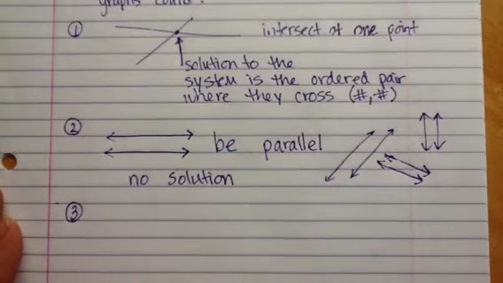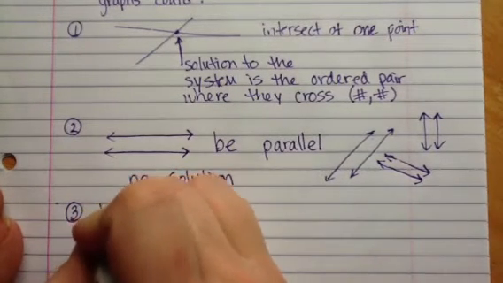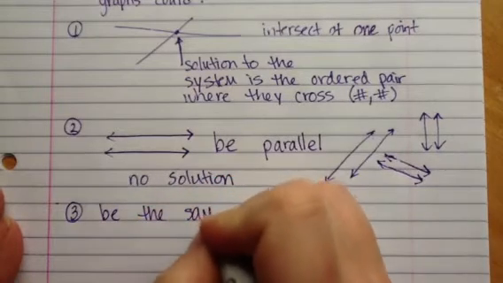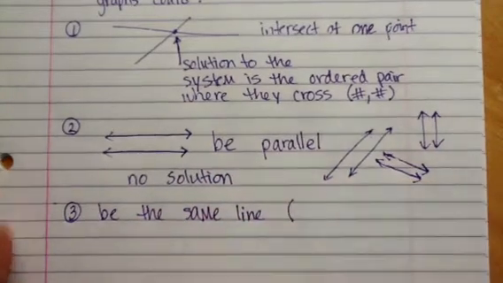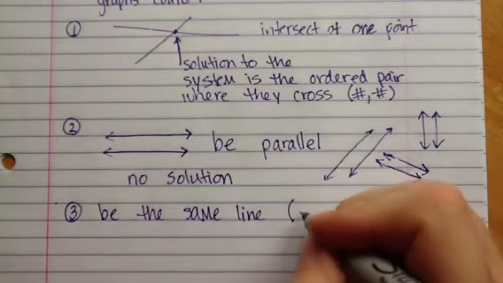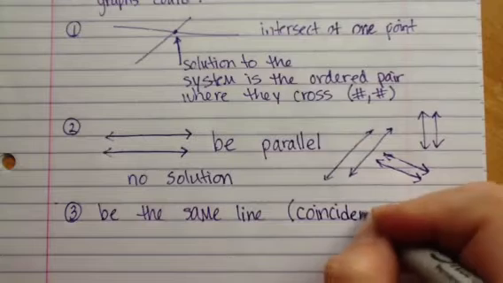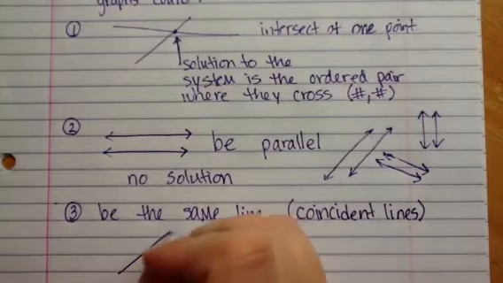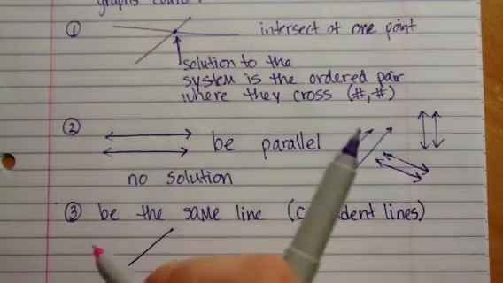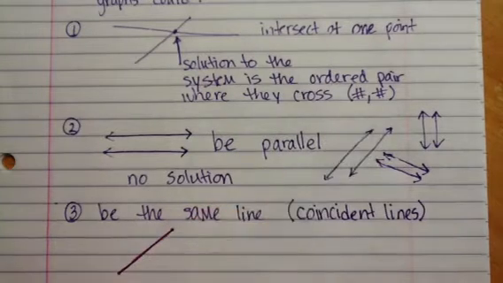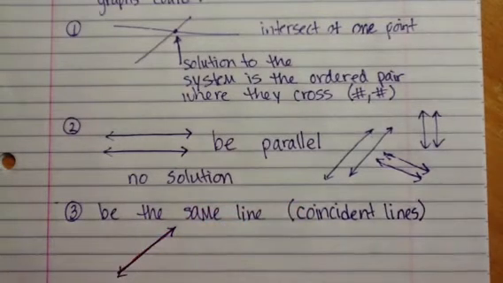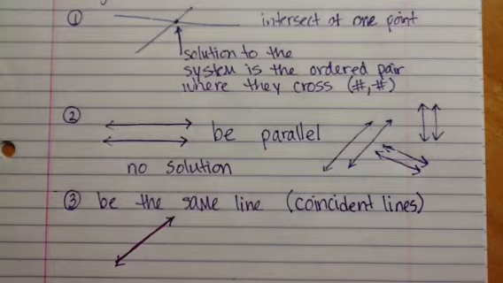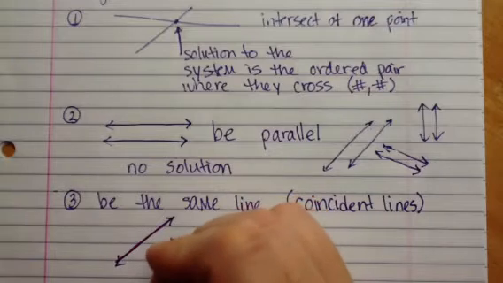The third possibility, though, is that those two lines could be the same line. And we call that, when you have two of the same line, coincident lines. Now, when we have two lines that are the same, it's virtually impossible to tell because they're just right on top of each other. And since the solution to the system is the point at which the two lines cross, this type of system will have an infinite number of solutions.